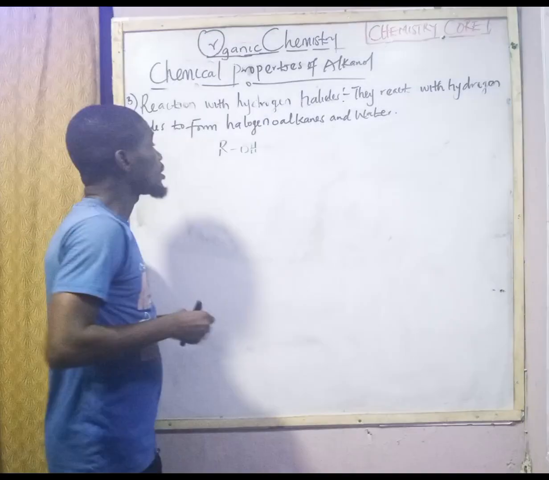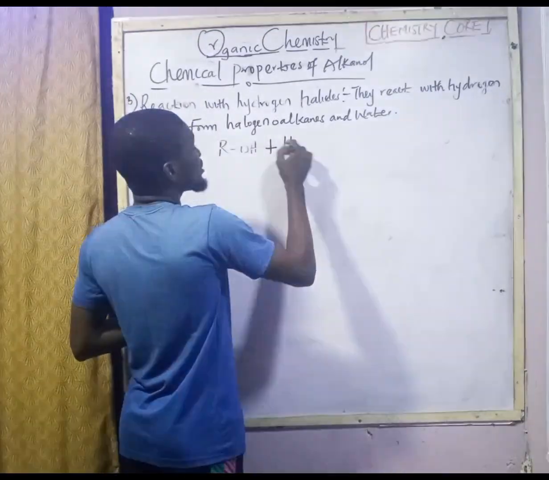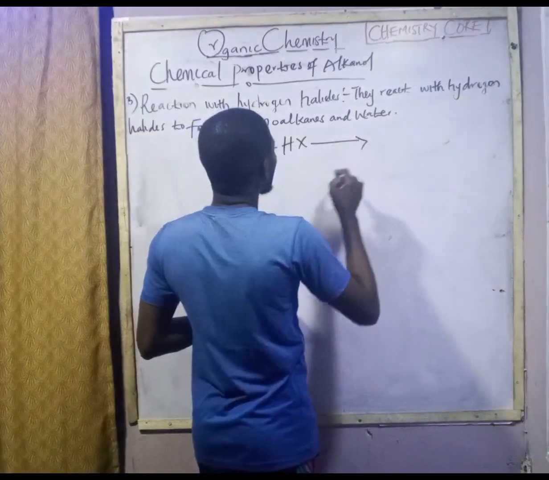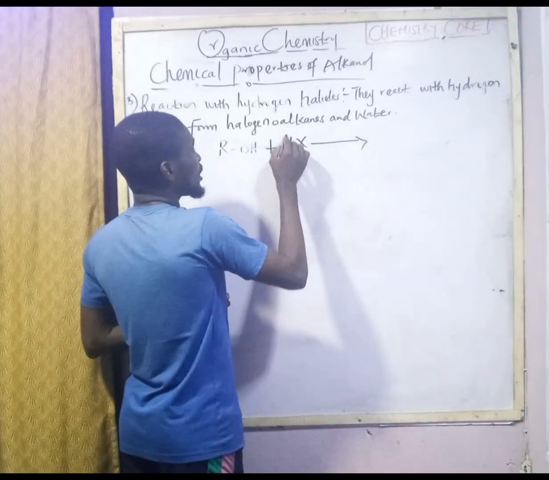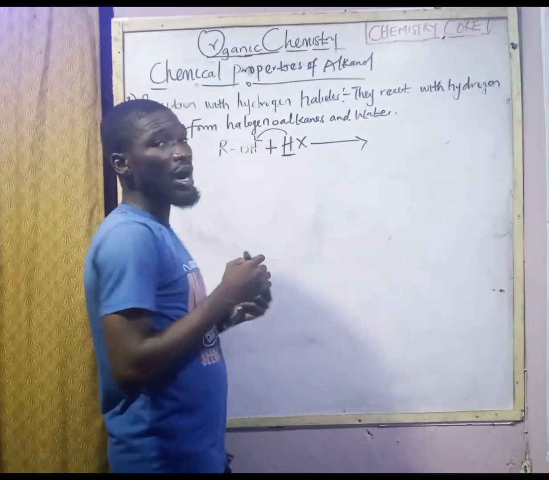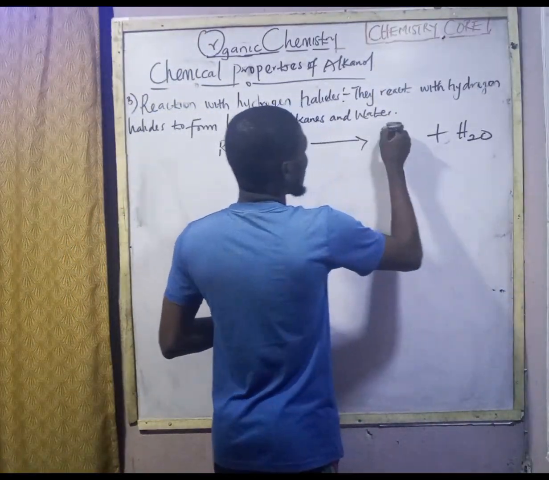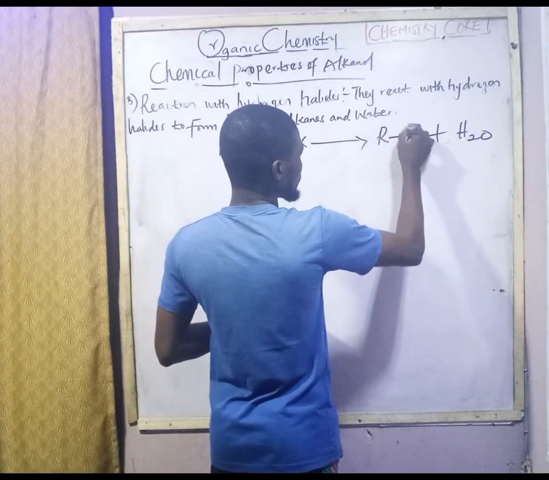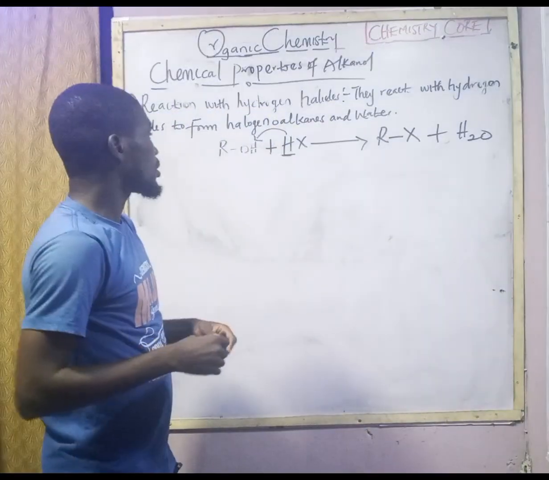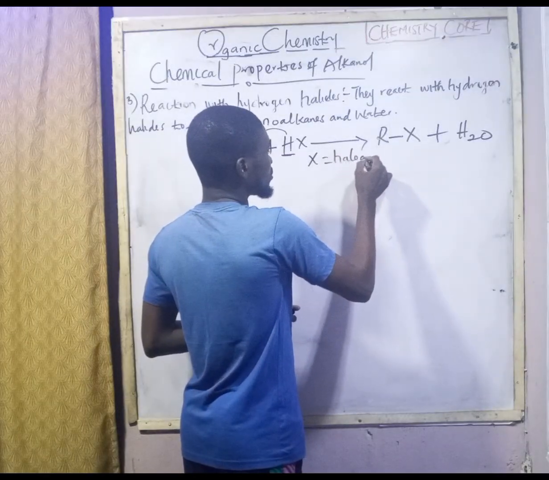Are you with me now? Plus hydrogen halides. Then this hydrogen here will react with this. Don't forget, we say we are going to have halogenoalkanes. So we have water here, and we have the ROX. The X is the halogen.